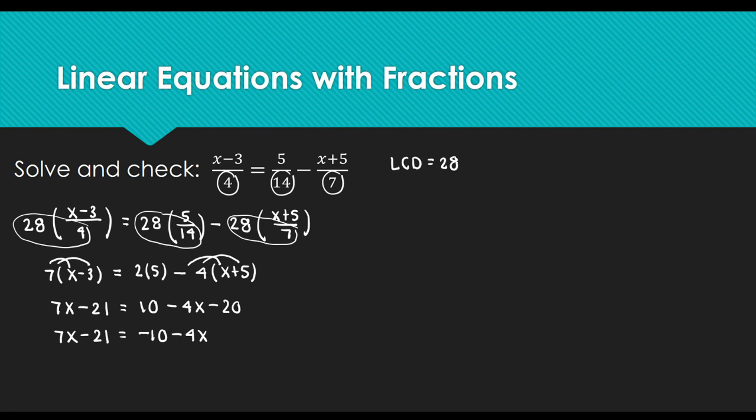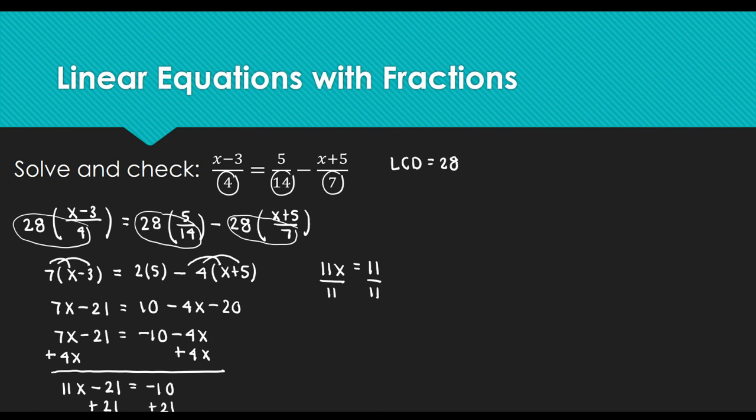Once again, I've got variables on both sides, so I'm going to move one of the variables over. I'm going to move the smaller number. So I'm going to move the 4x over, well, negative 4x over by adding it. That gives me 11x minus 21 equals negative 10. So now I'm going to add the 21 over to the other side. That still gives me 11x, and now negative 10 plus 21 is going to give me 11. And so then when I divide by 11, I get x to be 1.